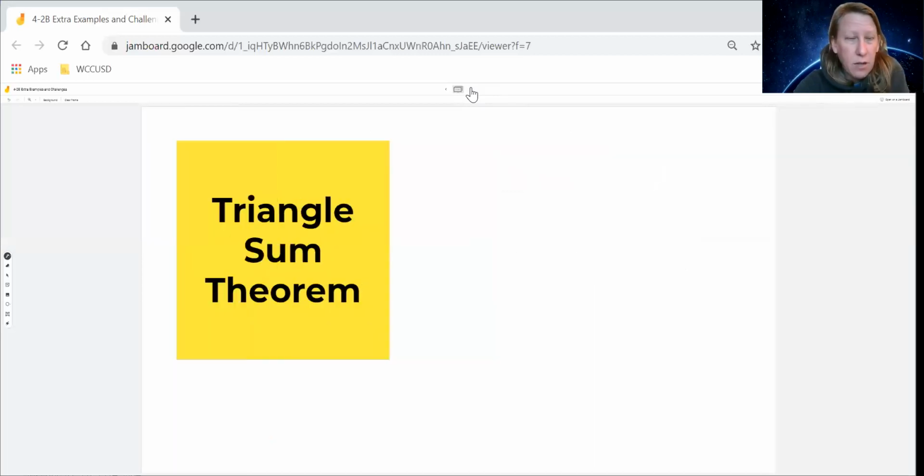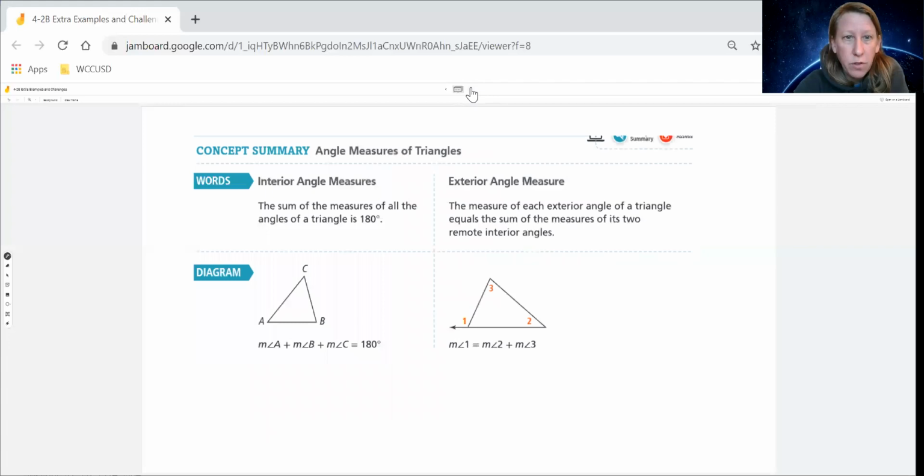All right, the second topic we talked about in week 5 was the triangle sum theorem. Let's review what that said. It said that the interior angle measures, so triangles have 3 angles, that's why they're called triangles, so angle A, angle B, and angle C, when I measure them and I add them together, I get 180 degrees.